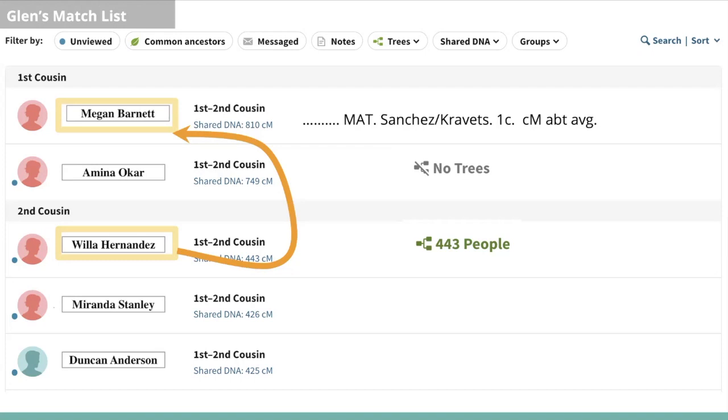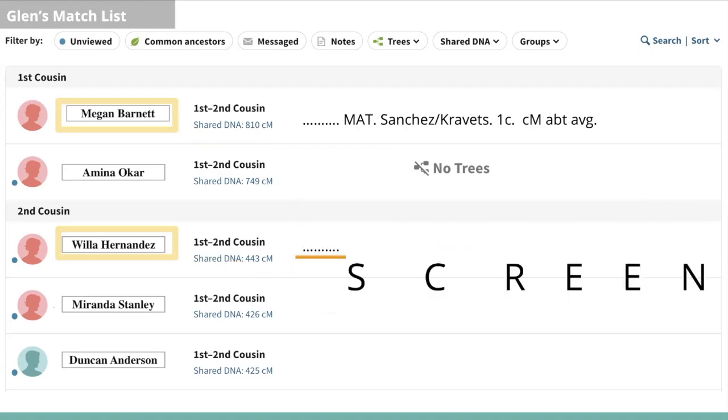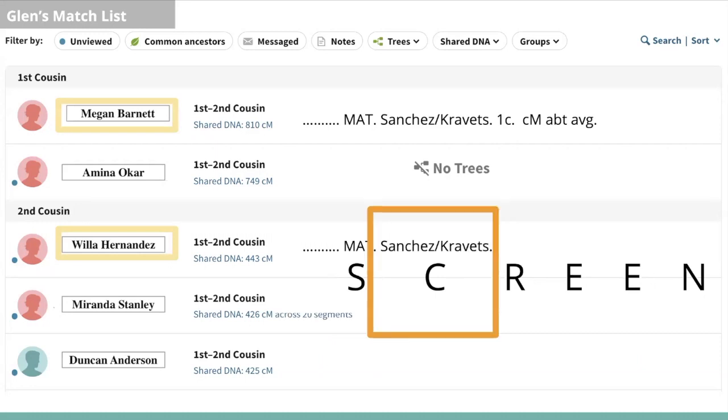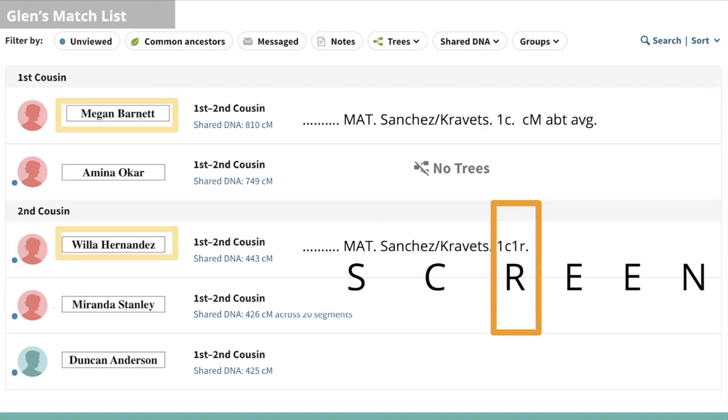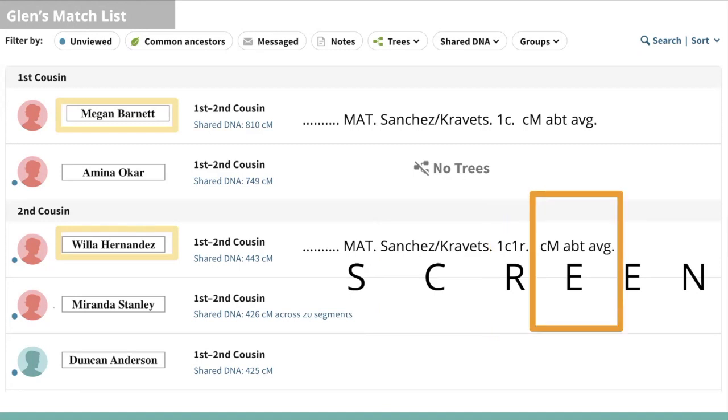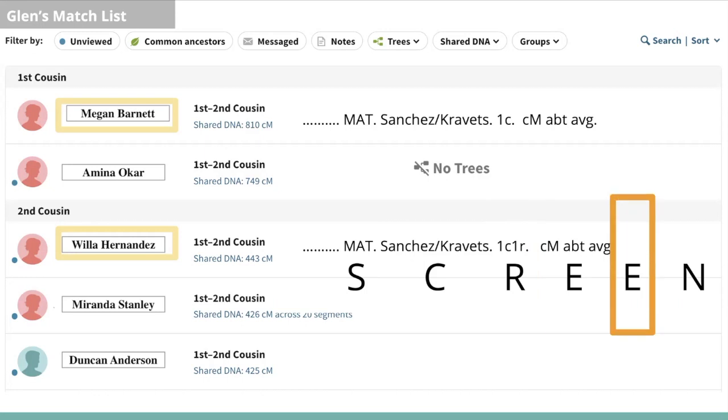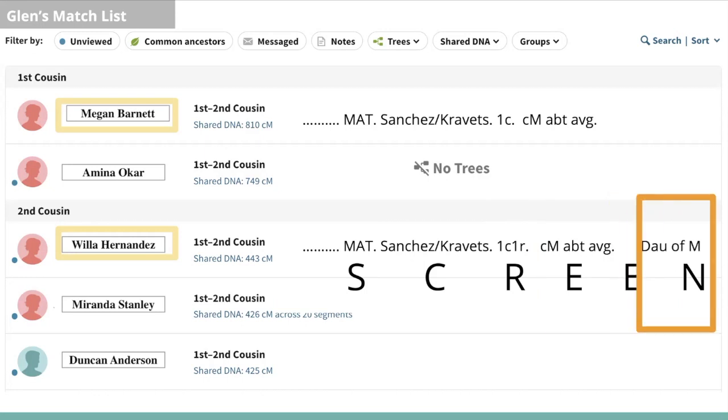So let's do our screen note for Willa. We know what her relationship to Glen is, so we start with the 10 periods. Side is maternal, common ancestor couple is Sanchez and Kravitz, relationship, first cousin once removed. Evaluation of shared centimorgans was close to the average. We don't do the evaluation of shared matches yet, so we skip it for now.